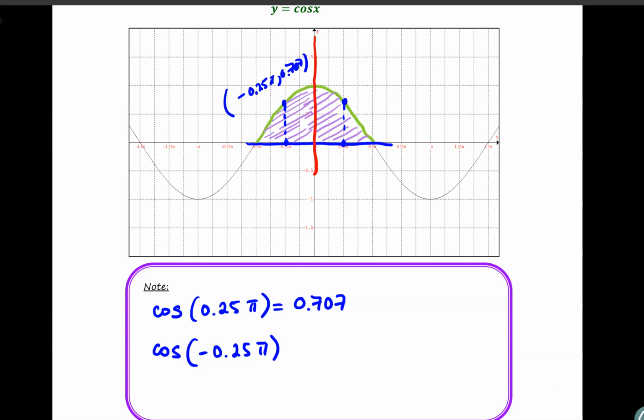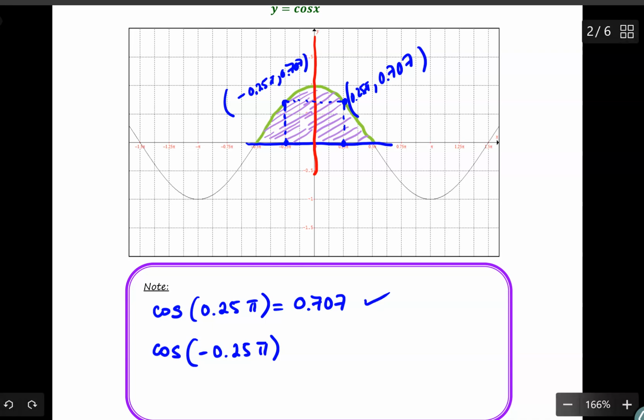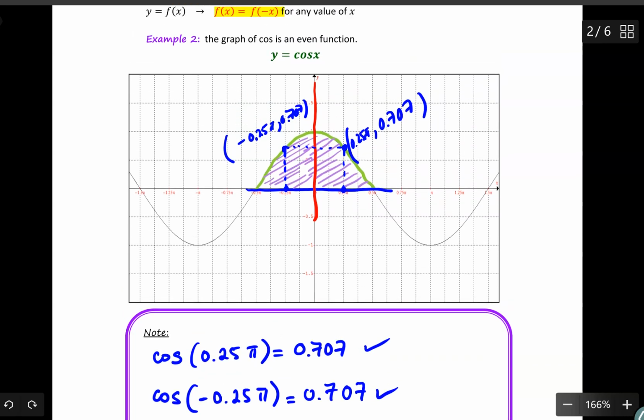So I also have the value of 0.707. So this is 0.25 pi. Taking the positive 0.25 pi, I have 0.707. Taking the negative 0.25 pi, I also end up with 0.707. So it is the same.